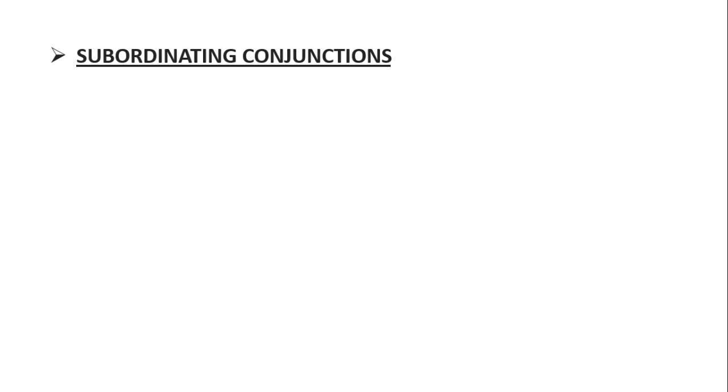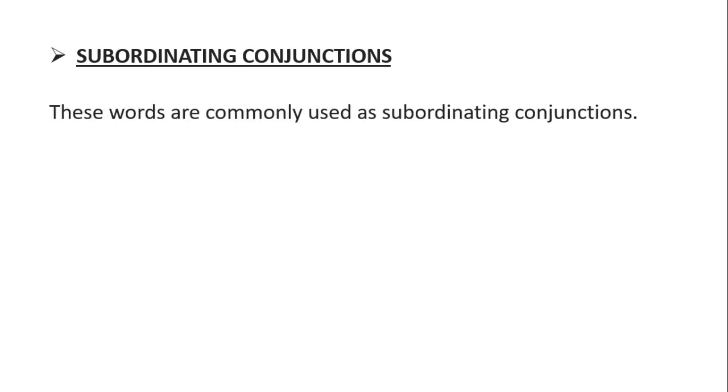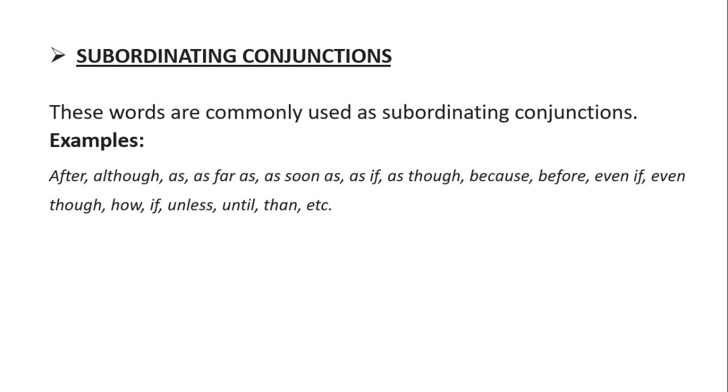Next one is subordinating conjunctions. These words are commonly used as subordinating conjunctions. For example, after, although, as far as, as if, as though, because, before, even if, even though, and many more.